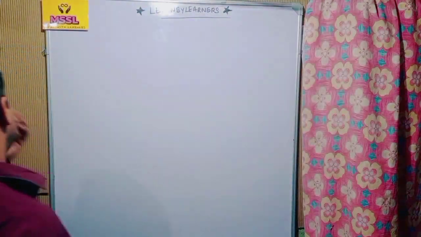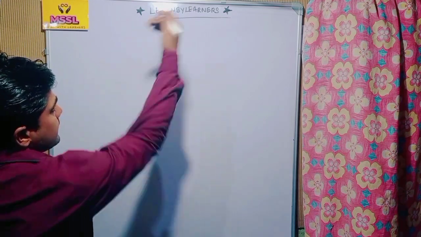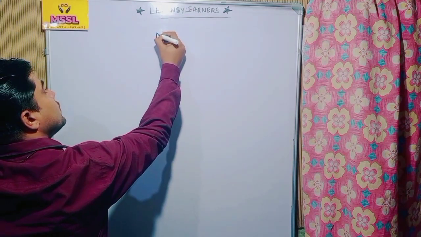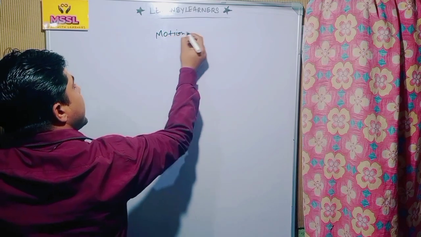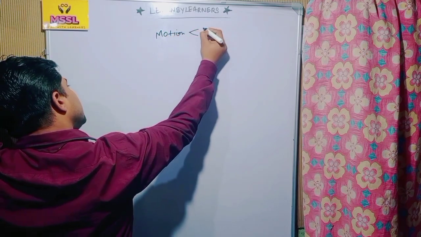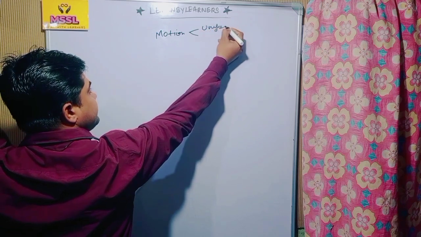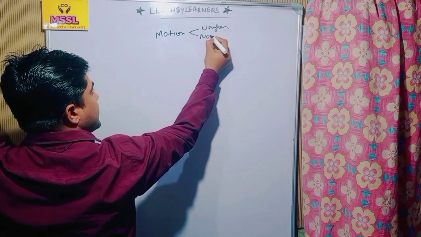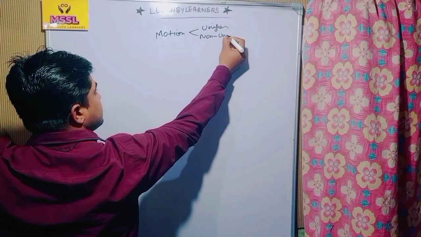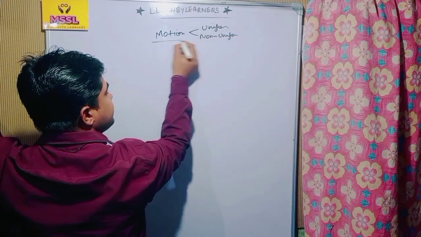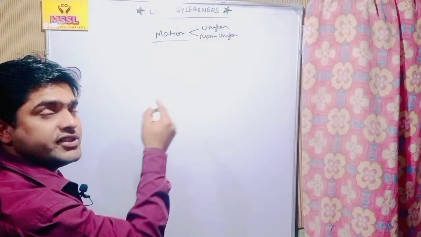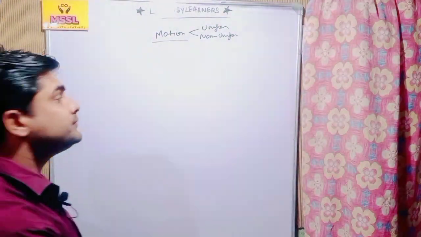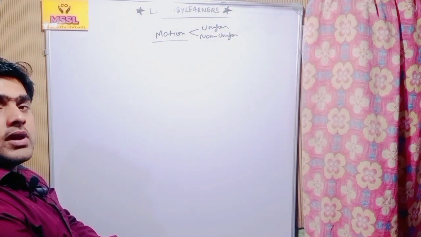So what we are going to discuss is motion, and motion can be uniform and non-uniform. Remember, motion can be what? Uniform and non-uniform, right? So what is non-uniform and uniform motion?